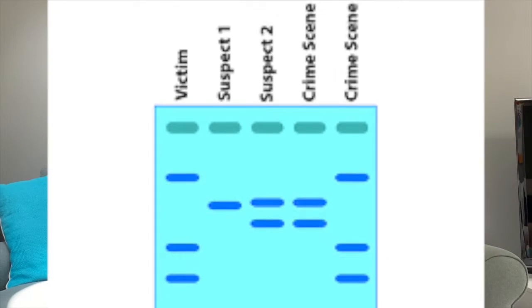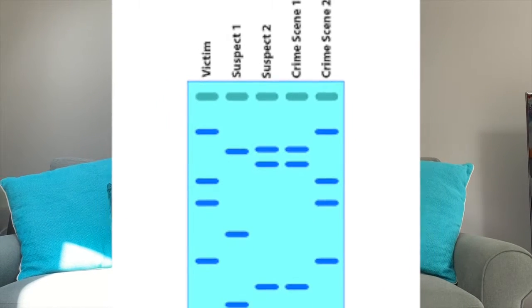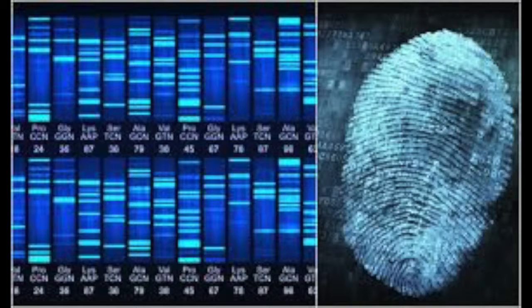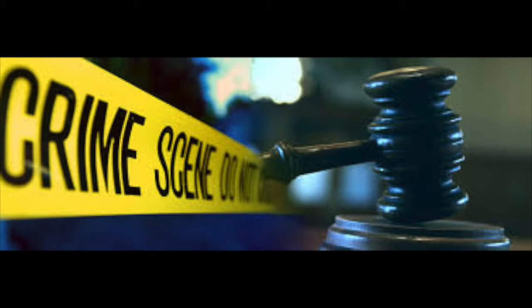DNA fingerprinting is used to compare DNA samples. Everyone's DNA is different, like a fingerprint. It can be used to compare different DNA samples, and is even used at crime scenes to identify the DNA of criminals.